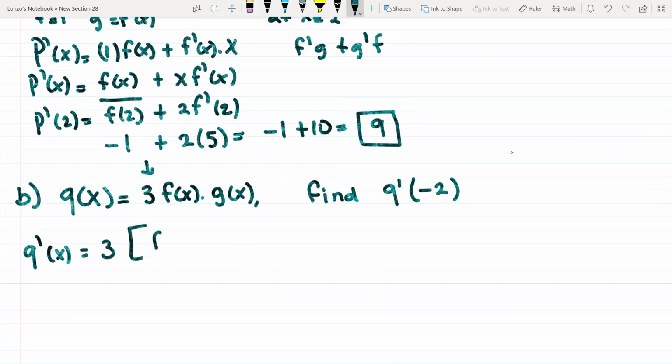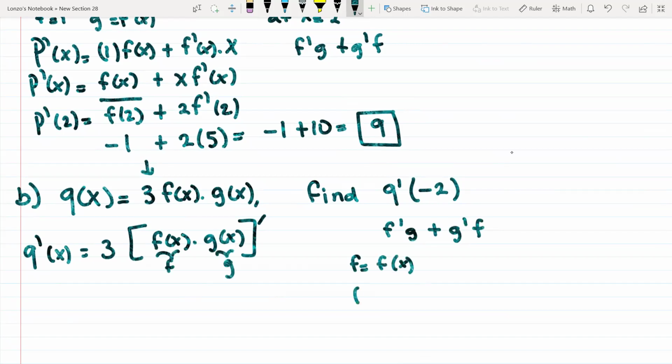Now you have f of x times g of x. How do we take the derivative of the inside bracket? You apply the product rule, so it's f prime of g plus g prime of f. My f is f of x and my g is g of x. So f prime is f prime of x, g is g of x, and g prime is g prime of x.